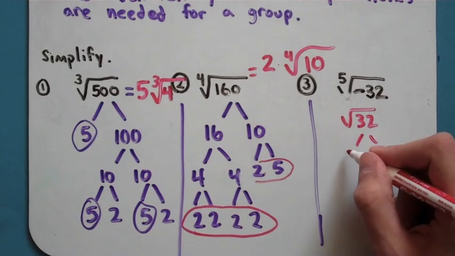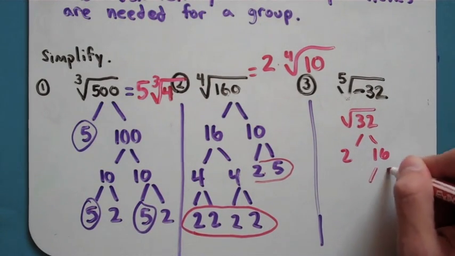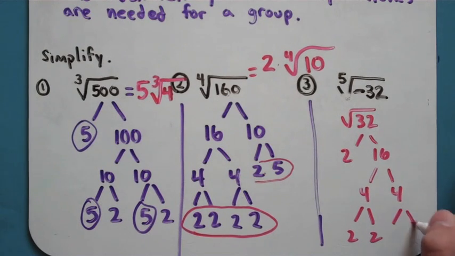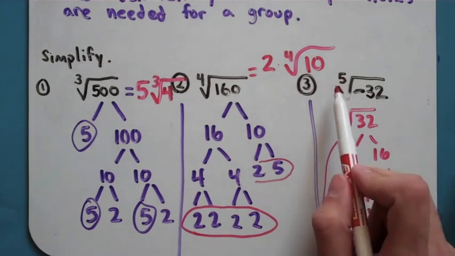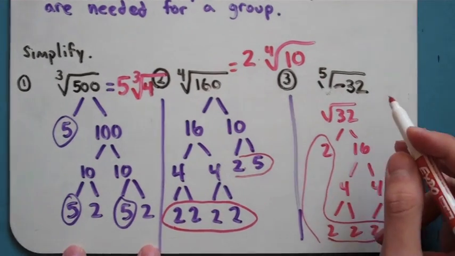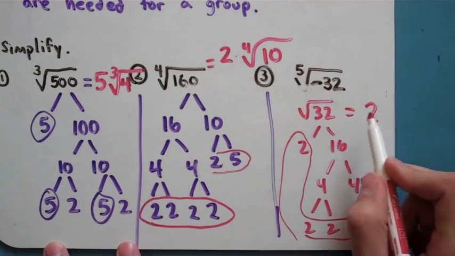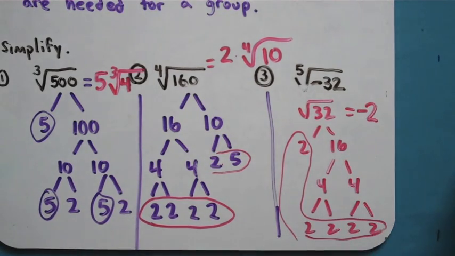If you break down 32, it's going to break down into a bunch of 2s, 5 2s in all. So we have 5 2s right here. That's exactly how many we need to make a group because we're doing a 5th root. So my answer is just going to be 2. This is actually a clean problem with no more radical. And since it was negative 32, I'm just going to make this a negative 2.